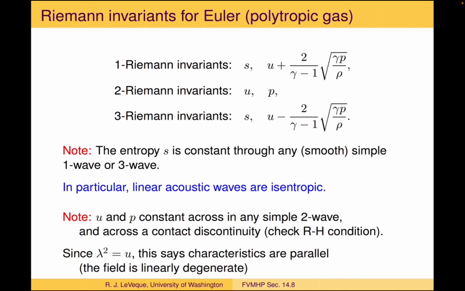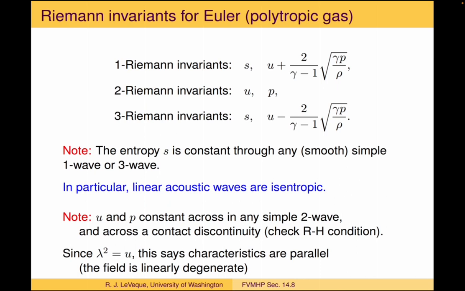And then, as we've already noted, across the 2-waves, u and p are constant, and so any simple wave in the 2-wave family would have u and p constant, but we also checked through the Rankine-Hugoniot condition that in fact any discontinuity in the 2-wave family also has u and p constant across it. Whereas a discontinuity in the 1-wave or 3-wave family does not have the entropy constant, because those fields are genuinely nonlinear. So discontinuities behave differently than smooth flow.